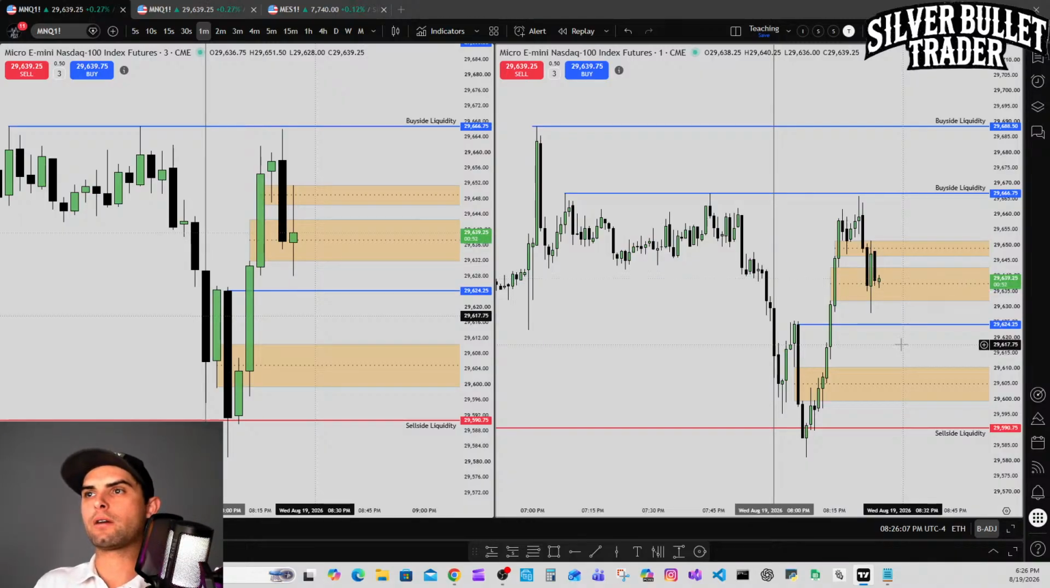Nice reaction again off of that midpoint of that fair value gap. If we can stay above it, then it stays bullish. That's what I'd like to see.